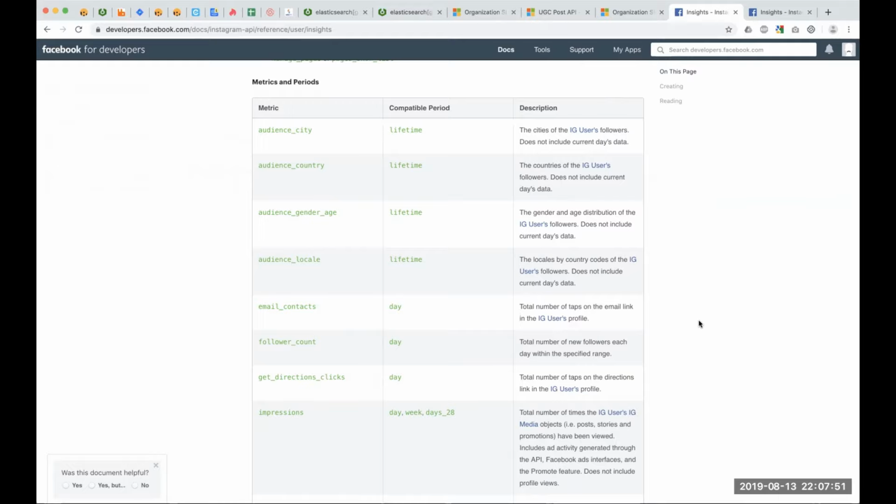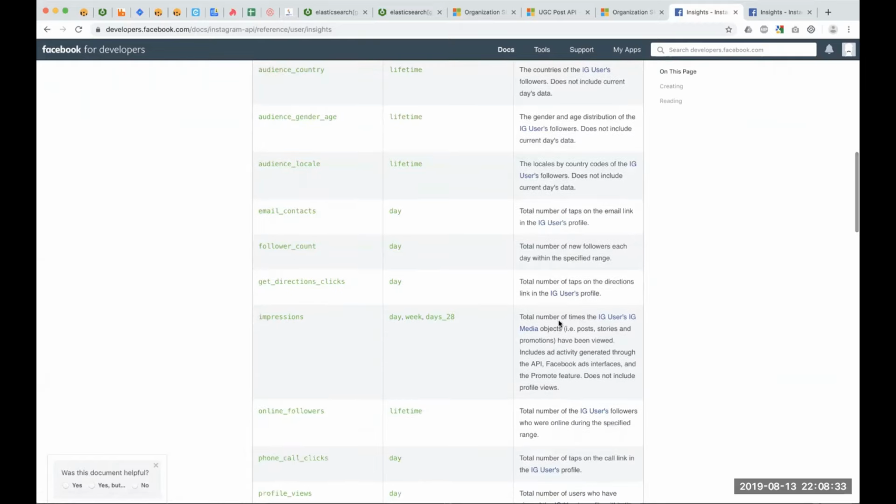For instance, the audience country. Each of the metrics has a period for which you can get it. So if you get the audience country metric for today, you can see the breakdown of all the followers by country, as this breakdown is today. And if you get the audience country tomorrow, it's going to be a little different, but it's going to be the way your followers are in that particular day. So that's a lifetime metric.